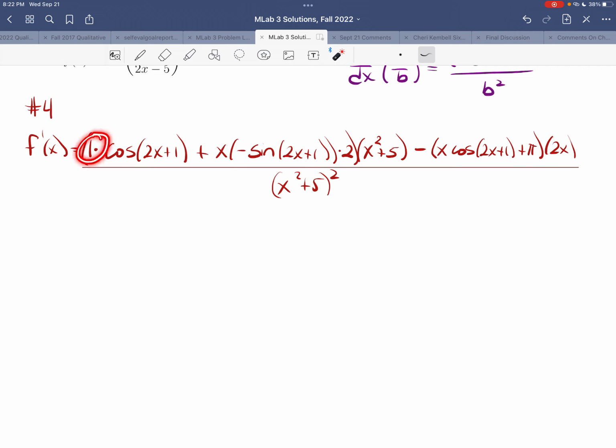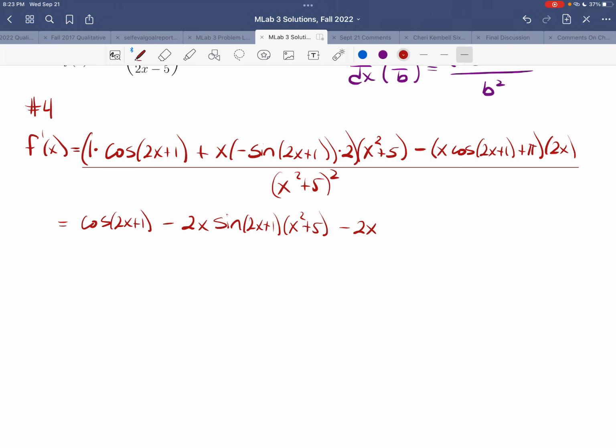So a couple of things. I don't need this 1. I want to move this negative out and make the whole thing negative. I want to combine the 2 and the x. I might want to move this to the front, things like that. So just going to clean this up first and write this as cosine of 2x plus 1 minus 2x times the sine of 2x plus 1 times an x squared plus 5, and then we've got minus 2. Let's just push this negative and this 2x all the way through on this side, so we'll get a negative 2x squared cosine of 2x plus 1 minus 2 pi times x squared all over the denominator of x squared plus 5 squared.